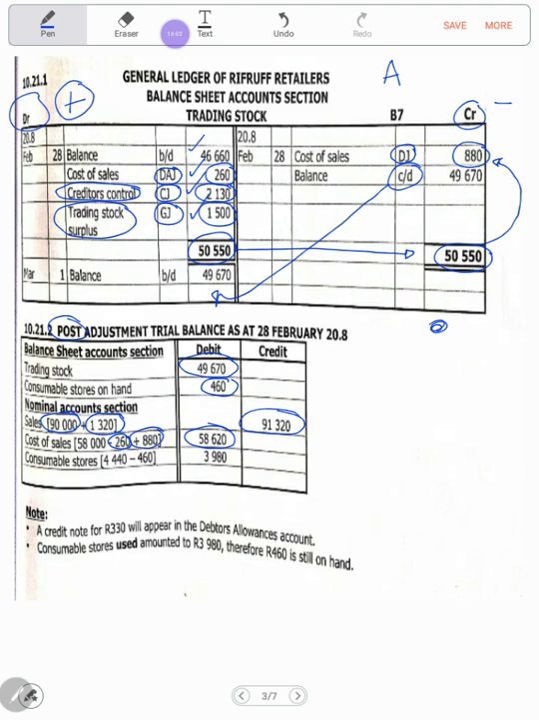Consumable stores, it's an expense. I want the expense amount. All right, I'm going to subtract what I did not use, because that unused consumable stores is an asset. I have to take it out of my expense account. So 4,440 subtract 460 will give me the actual expense amount of 3,980. Now remember, grade 10s, what do I do with expenses? I debit my expenses. And that is how you will complete your post-adjustment trial balance.